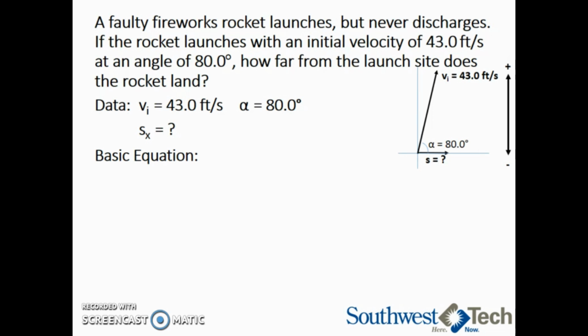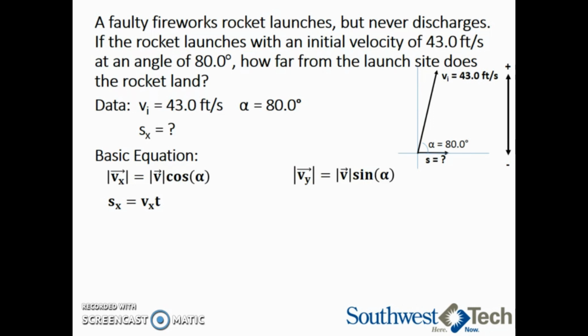We need to separate out the x and y components of the initial velocity because motion in x is independent of motion in y. The x component of velocity is found by taking the magnitude of the velocity and multiplying that by the cosine of our angle alpha. The y component of velocity is found by taking the magnitude of velocity and multiplying it by the sine of the angle alpha. Next, the displacement in x, or s sub x, can be found by taking the velocity in x and multiplying it by the time the rocket is in the air.